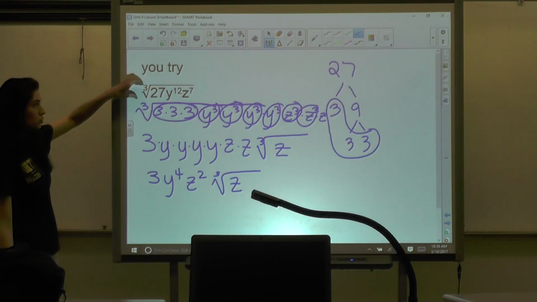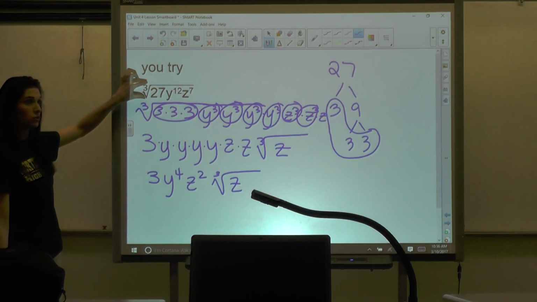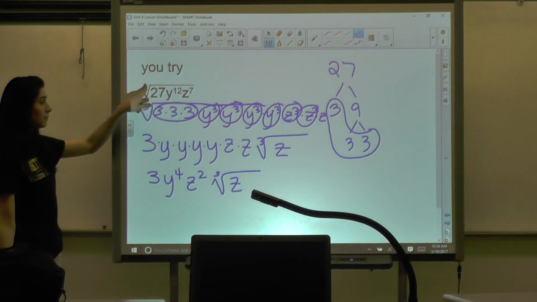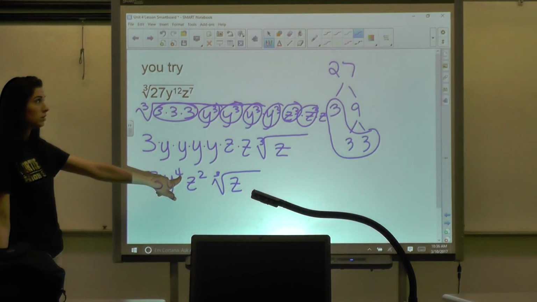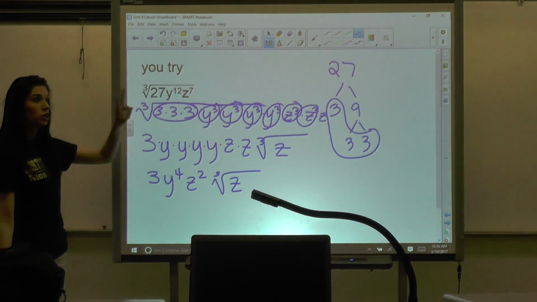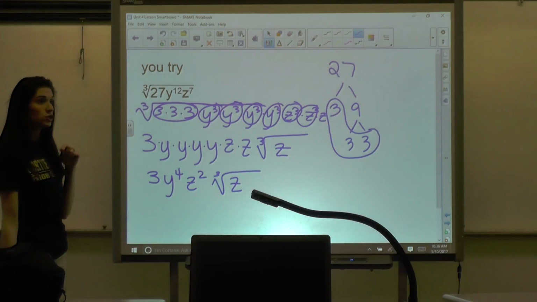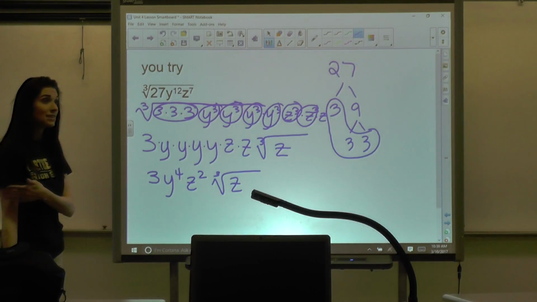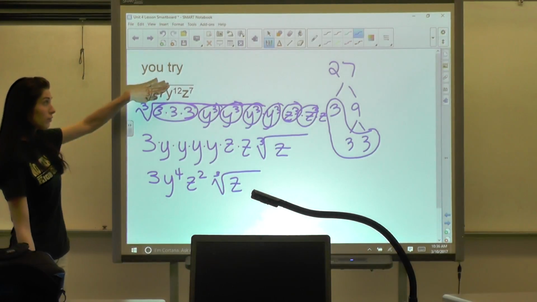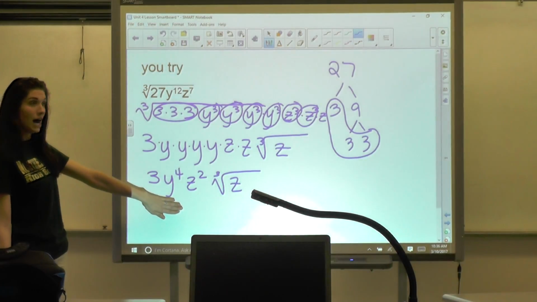Because I could have gone straight from this to this, because I know the cube root of 27 by heart. That's the easy one. It's 3. Y to the power 12, I do 12 divided by 3 gives you y to the power 4. Z to the power 7, how many times will 3 go into 7? Twice. 2 times 3 gives you what? 6. So 6 of them are gone, how many was I left with? 1. So I go from this to this, and if you can do that, I'm cool with that.